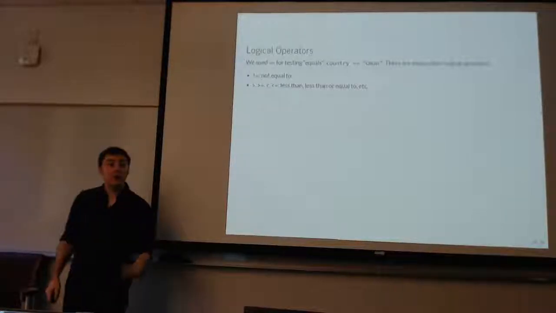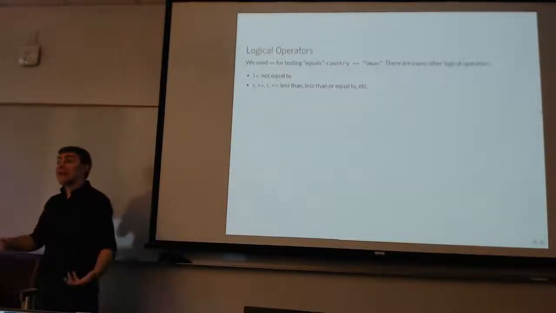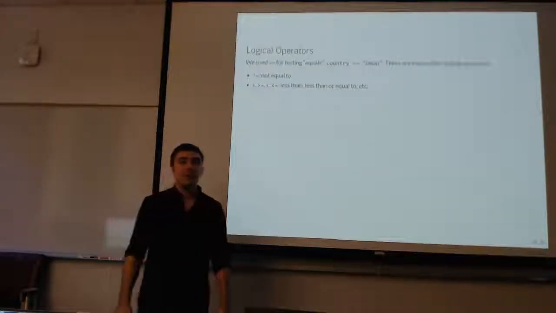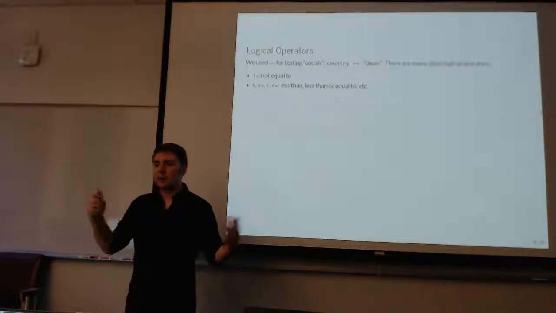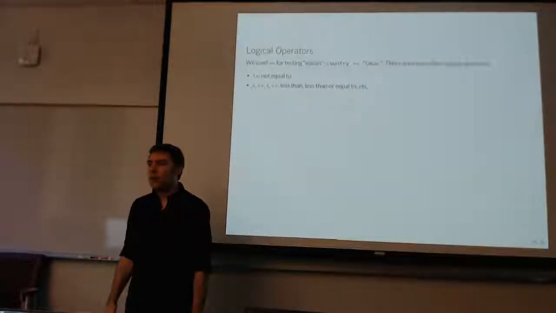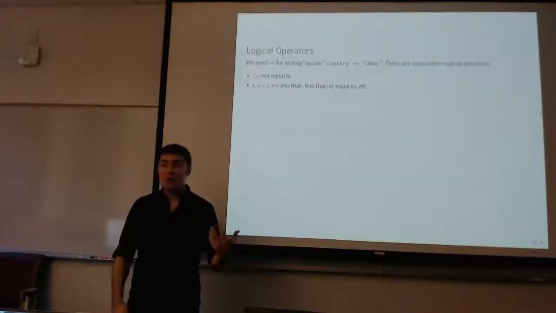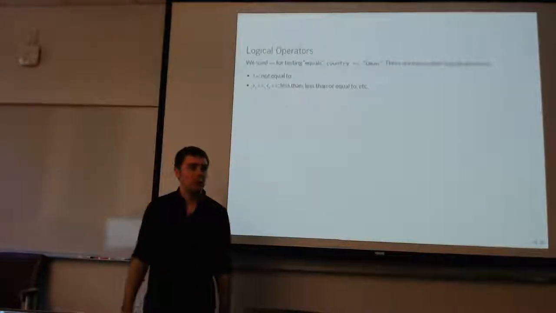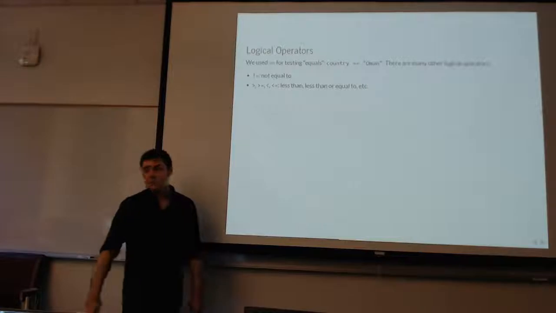We could use greater than and less than, greater than or equal to signs for numerical type things. Like let's say we wanted to get rid of all years before 1965. We would just say filter year greater than 1965. It would get rid of all of those older ones. So that's a type of logical statement.